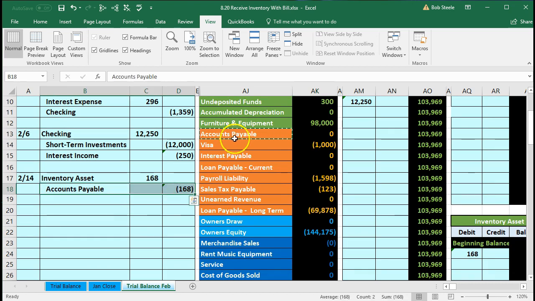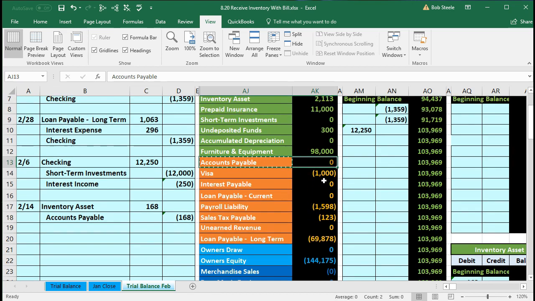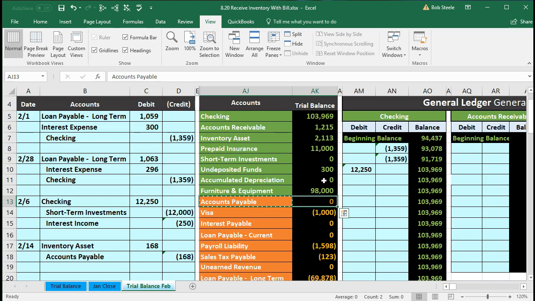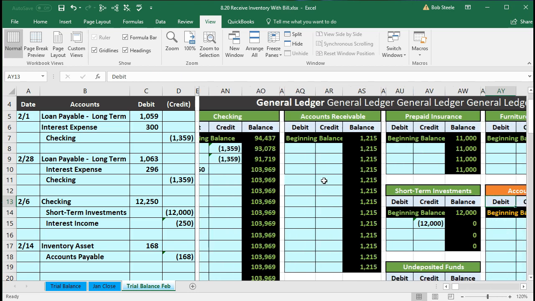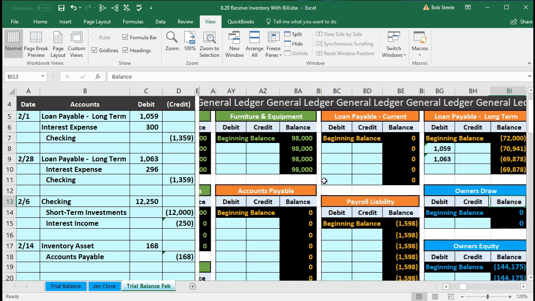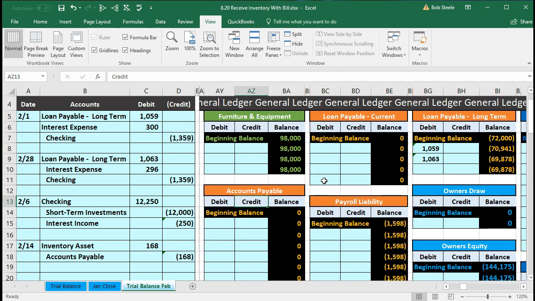Scrolling down, we then want to post the accounts payable. First time I believe we've done that so far. Here's accounts payable. It's going to be the first liability account, so we're going to look for that first orange account. First orange account on the trial balance means also the first orange account on the general ledger. It's in order. Green accounts assets, orange accounts liabilities. There's the one we want.